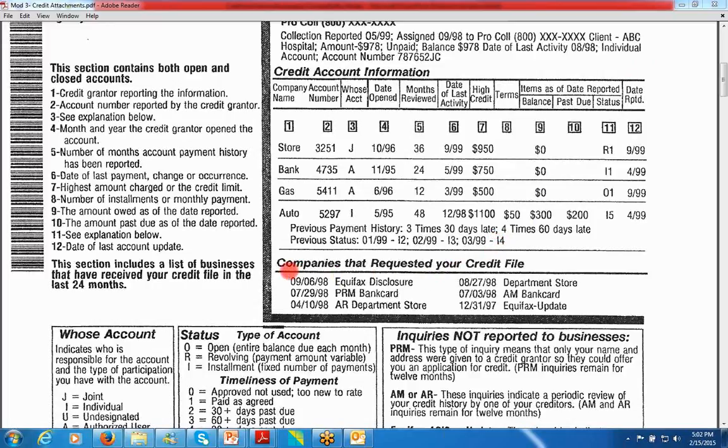Now this section, inquiries. One of the things you want to be careful about is when you are in the process of pursuing a mortgage, don't go shopping for every kind of credit in the world.